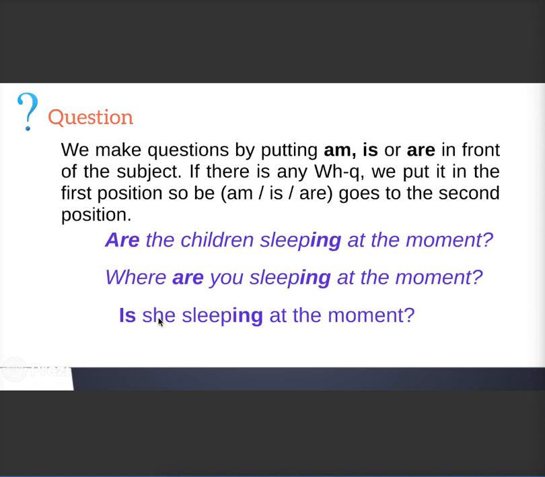Or, is she sleeping at the moment? So, verb to be, subject, verb with ing. Is your mom cooking? Am I learning English? Is she traveling to Japan? Can you see? Preguntas. Where are you living right now?